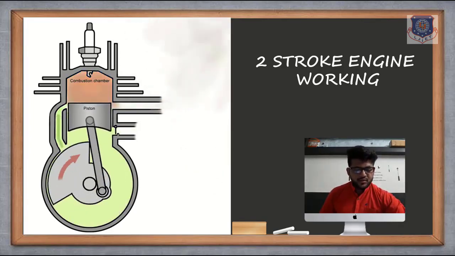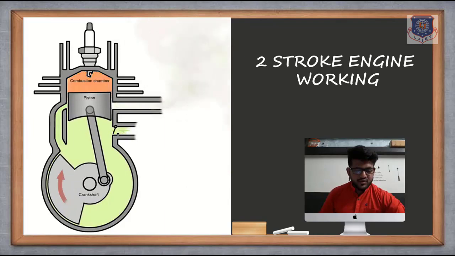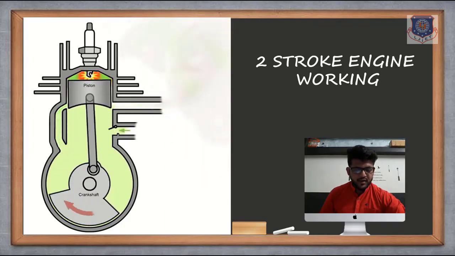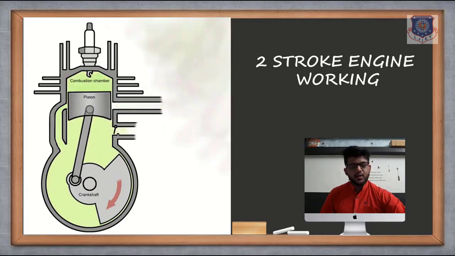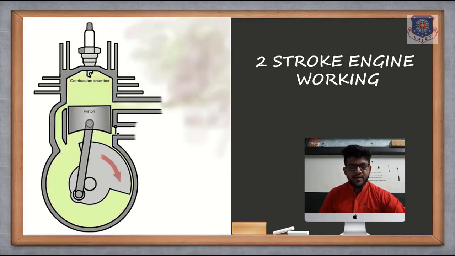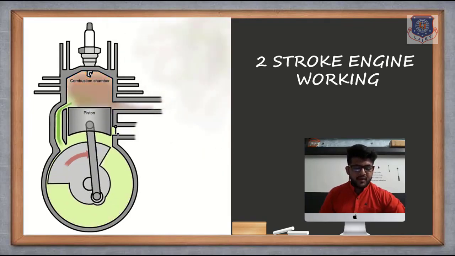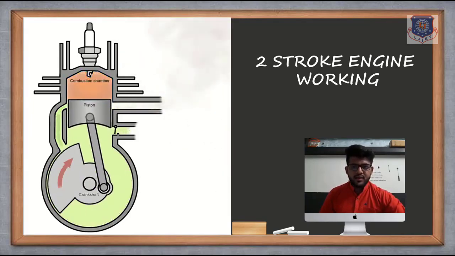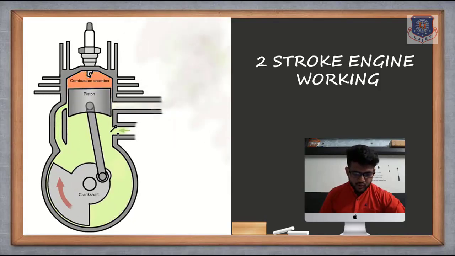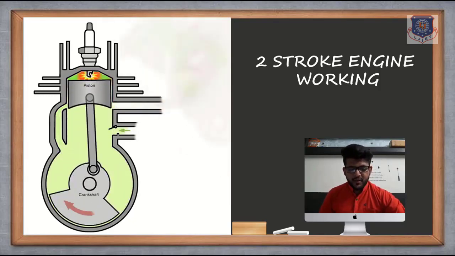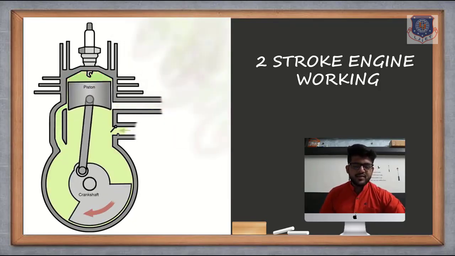First simply see that the piston is coming down. See it come down. Again, it's coming down. Fine. So what is happening in that stroke? That means the piston is moving from TDC to BDC. We are only analyzing the expansion stroke. We are not considering compression right now. We are only analyzing expansion.